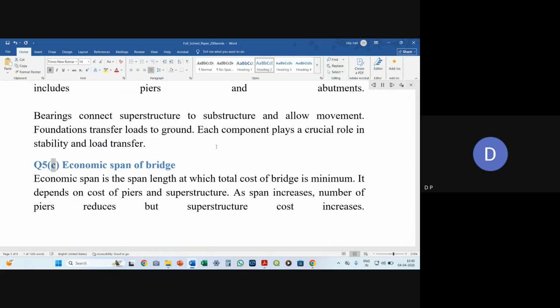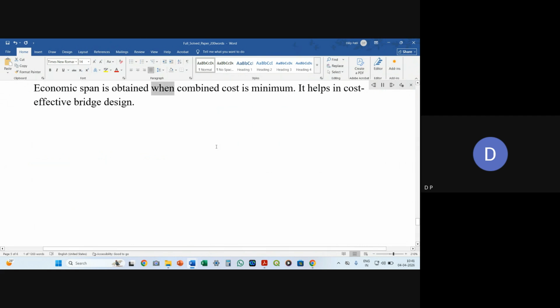Q5. C. Economic span of bridge. Economic span is the span length at which total cost of bridge is minimum. It depends on cost of piers and superstructure. As span increases, number of piers reduces but superstructure cost increases. Economic span is obtained when combined cost is minimum. It helps in cost-effective bridge design.